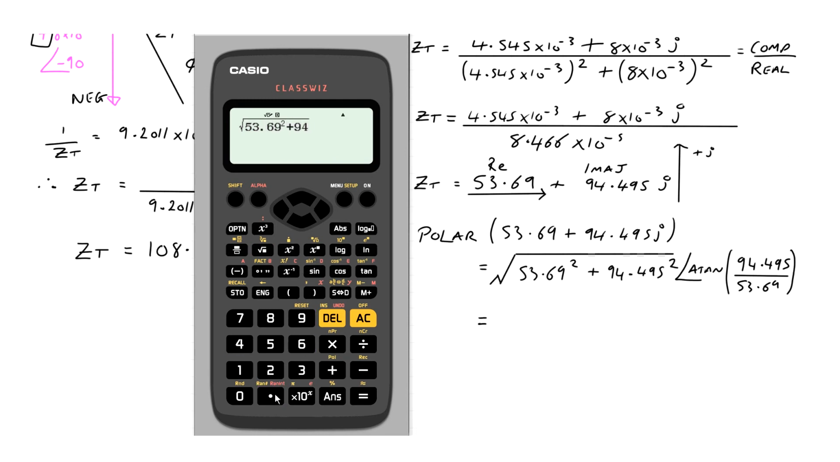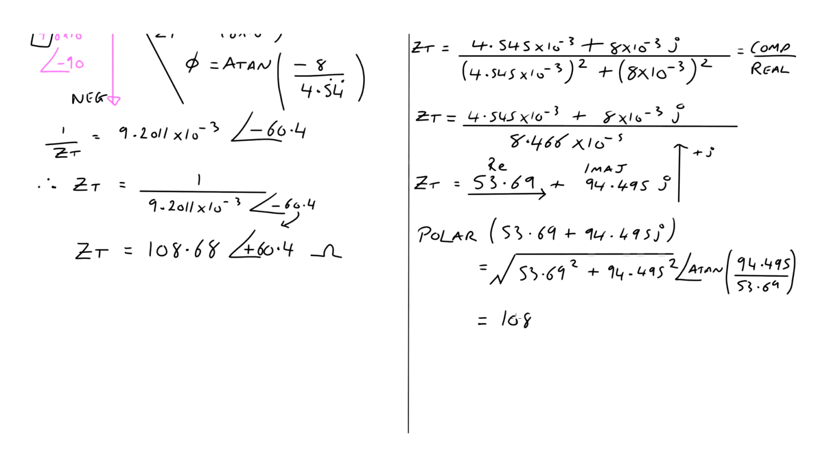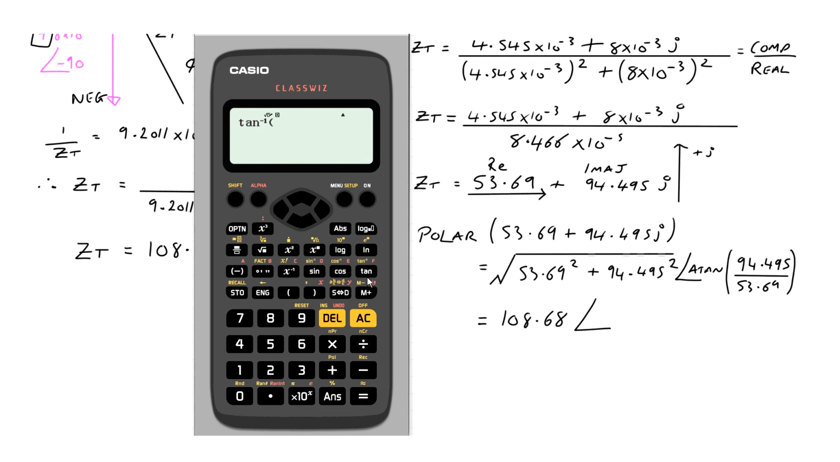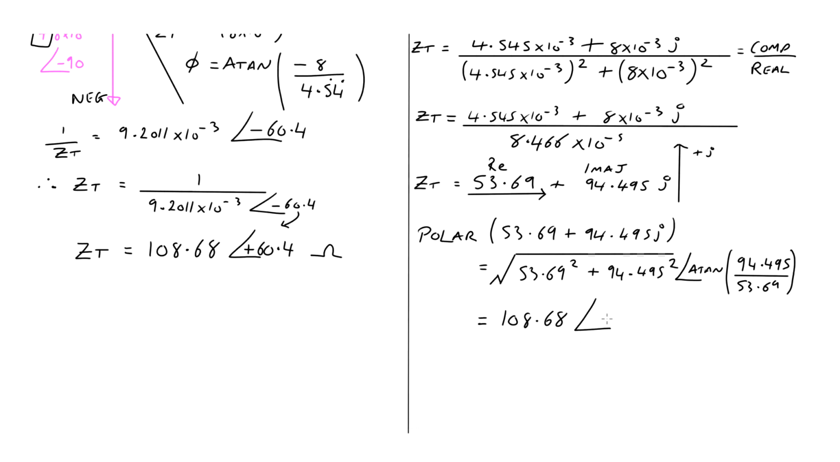Square the real, square the imaginary, add them and square root, and it's 108.68 ohms at an angle of tan to the minus 1, 94.495 divided by the adjacent, 60.4 degrees. So they're both correct, but you just have to decide which form you'd like to use, polar or rectangular.